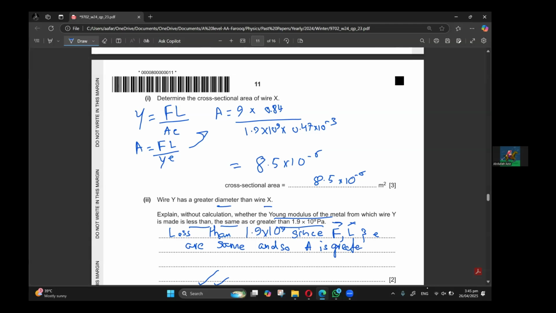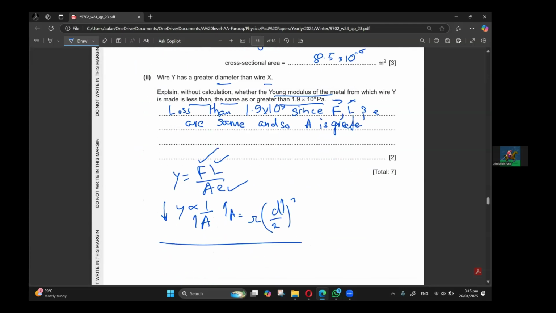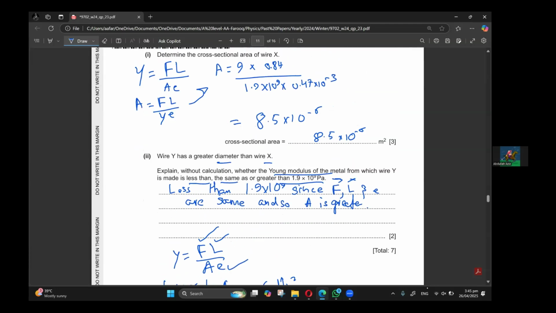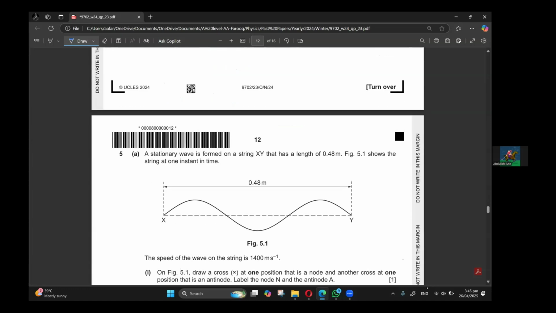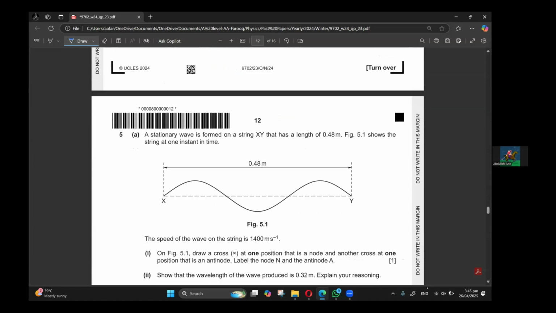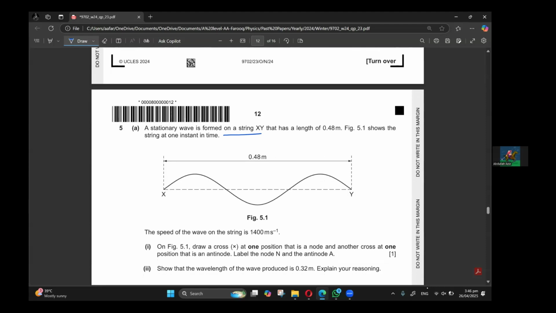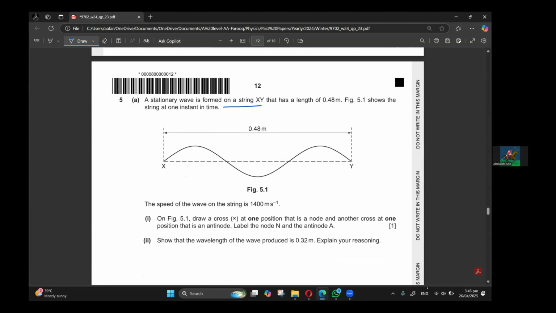Basically, you need to explain what we just did right over here. Put those into words. That's the last job. Waves. A stationary wave is formed on a string XY that has a length of 0.48 meter. Figure 5.1 shows the string at one instant in time. Speed of the wave on the string is 1400 meters per second.